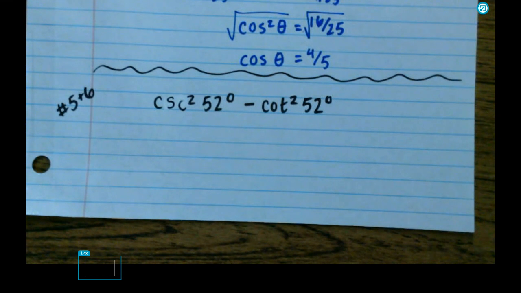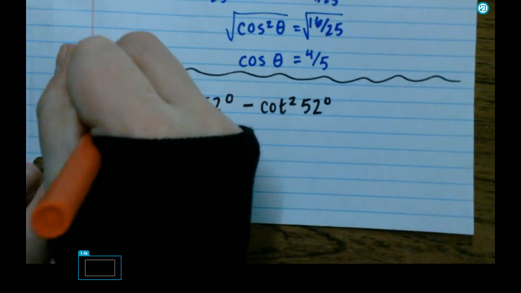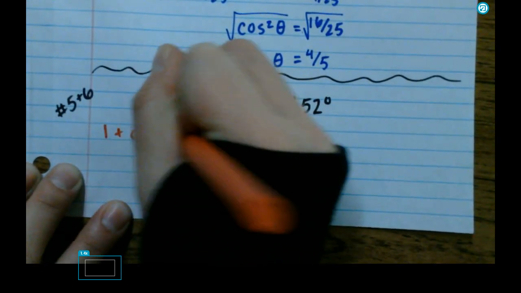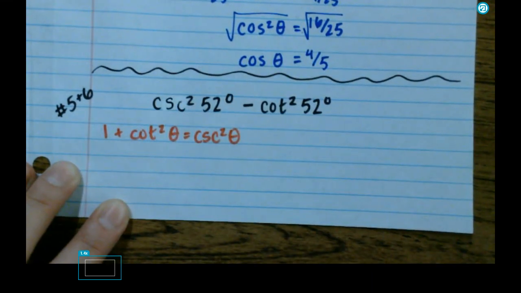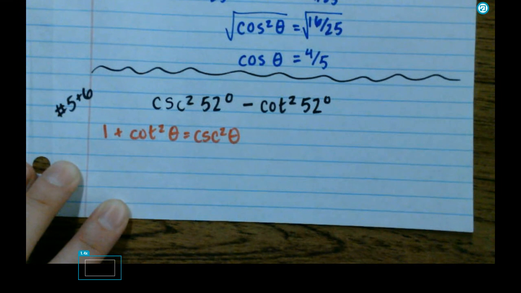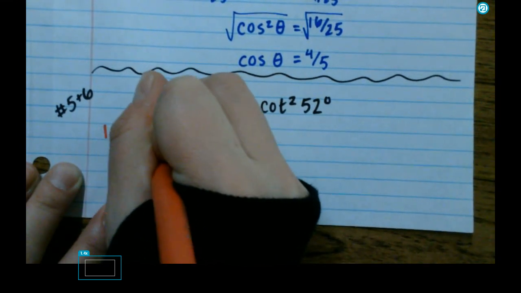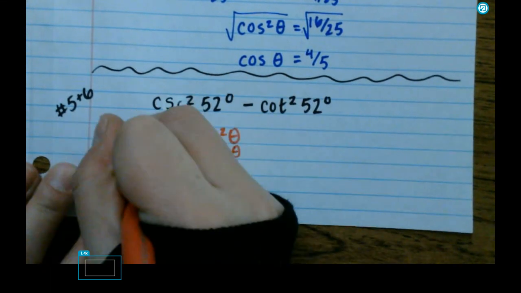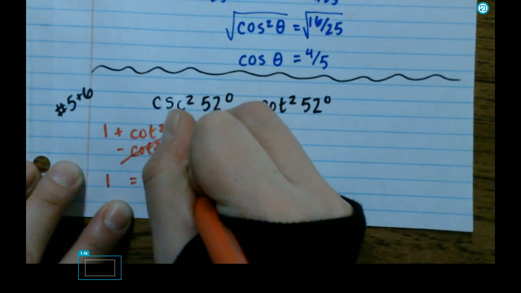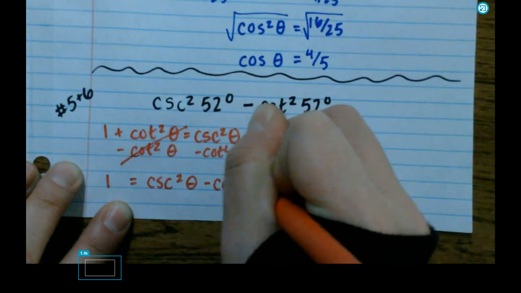You're going to say, okay, I have a Pythagorean identity that involves cosecant and cotangent. I know that 1 plus cotangent squared of theta equals cosecant squared of theta. So I'm going to rewrite that down here. 1 plus cotangent squared of theta equals cosecant squared of theta. I can rearrange this to be cosecant minus cotangent. So I can subtract cotangent squared from both sides and get that 1 equals cosecant squared of theta minus cotangent squared of theta.